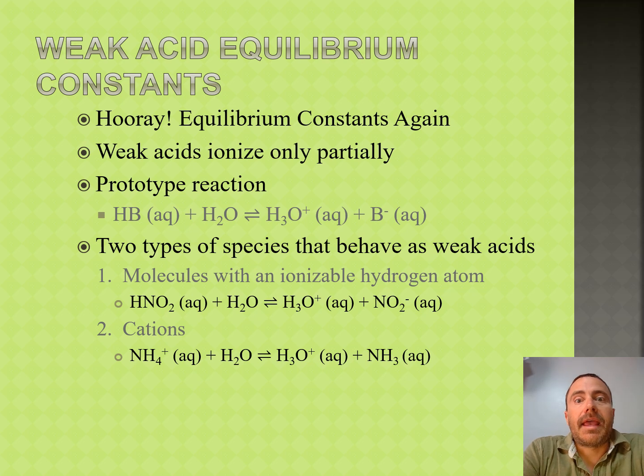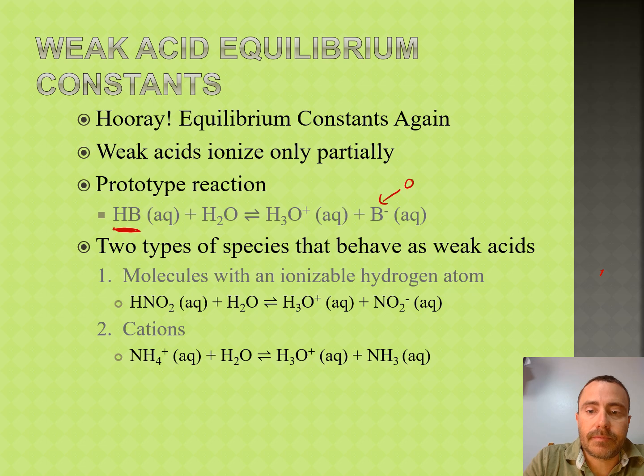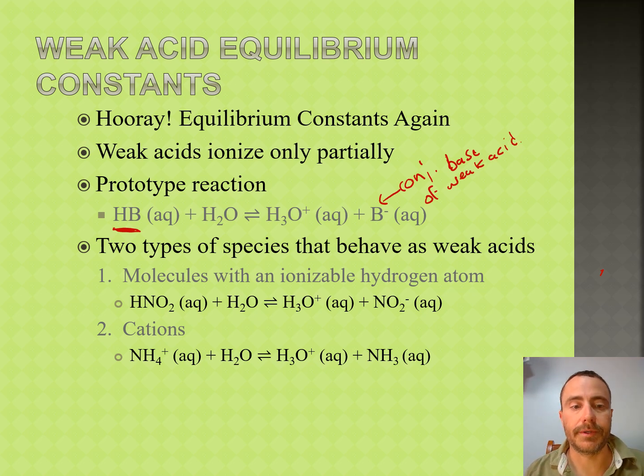When we have a weak acid, remember, they do not completely ionize, and so they're only going to ionize partially. I have a general equation for this, which I call my prototype equation, where I have a weak acid, which I'm going to give the symbol of HB, reacting with water, and that's going to come to equilibrium with some hydronium cations and some weak base. This would be the conjugate base of the weak acid, if we're keeping track at home, which is going to be helpful for us as we go through it.